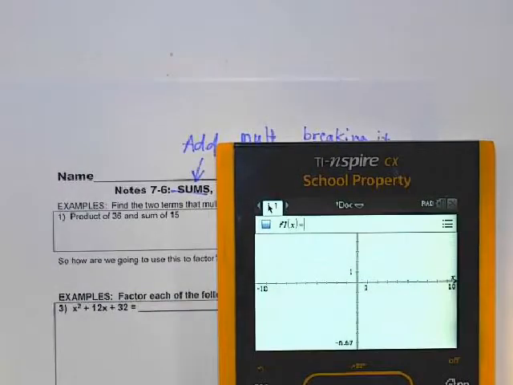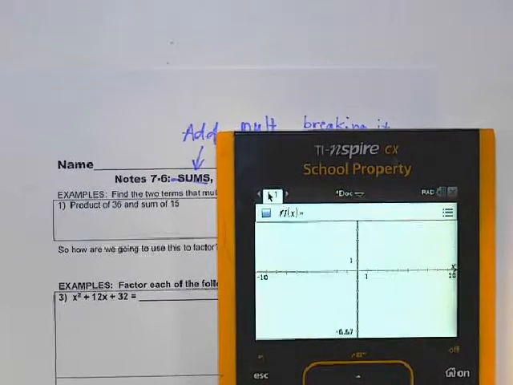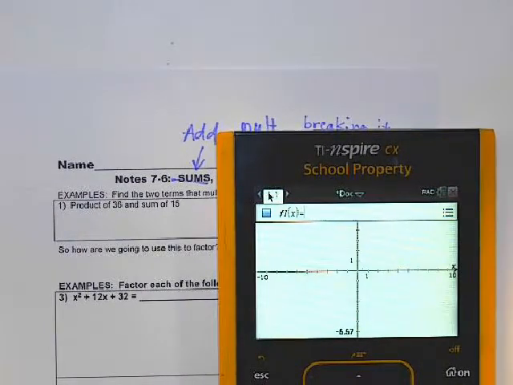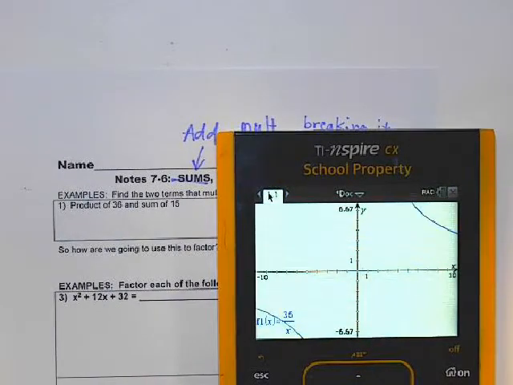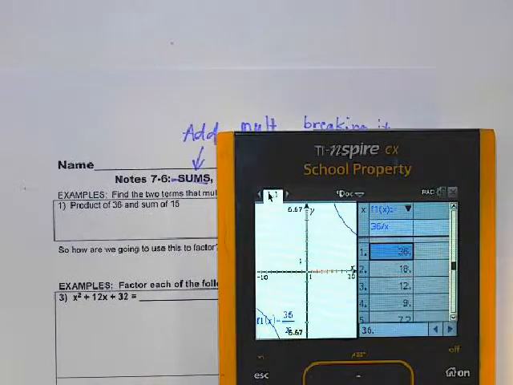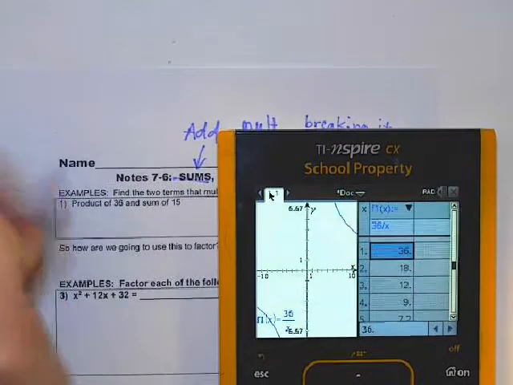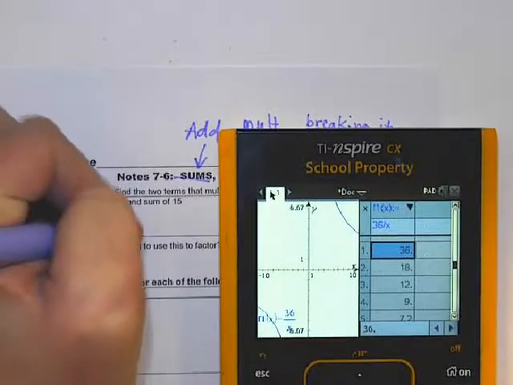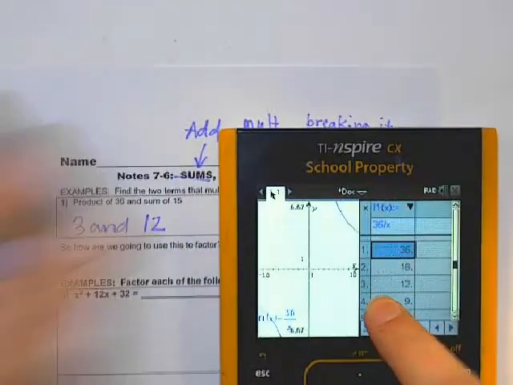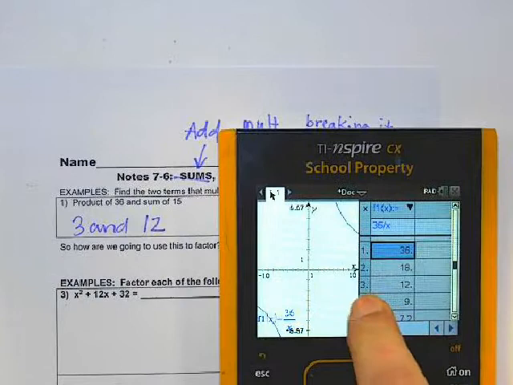Which one do I plug in? The 36, the product. 36 divided by x. Control T. And I want two numbers that add together to give me 15, which are what? 3 and 12. Are you with me?